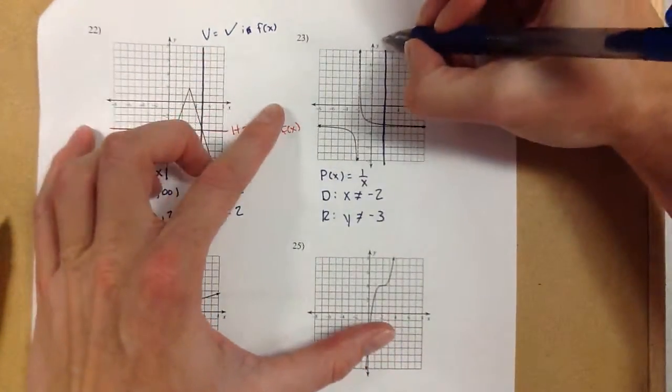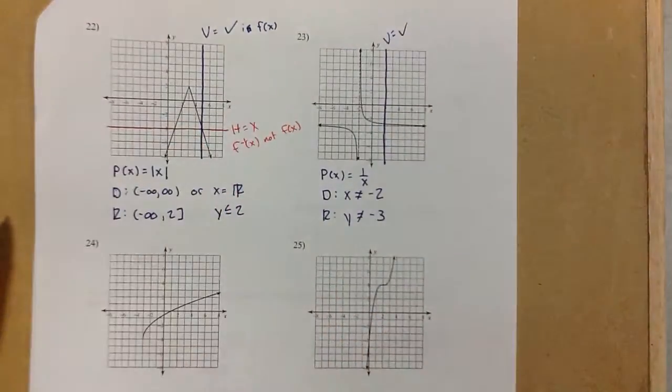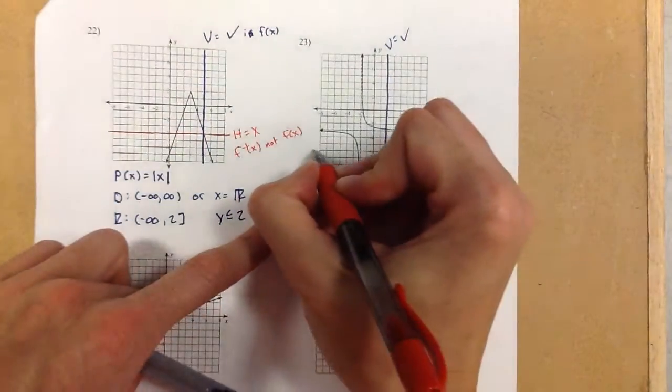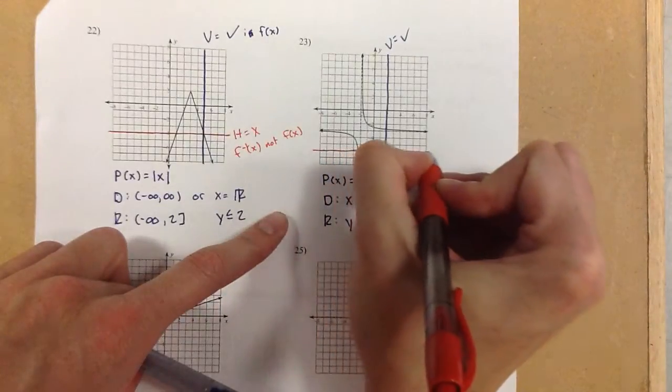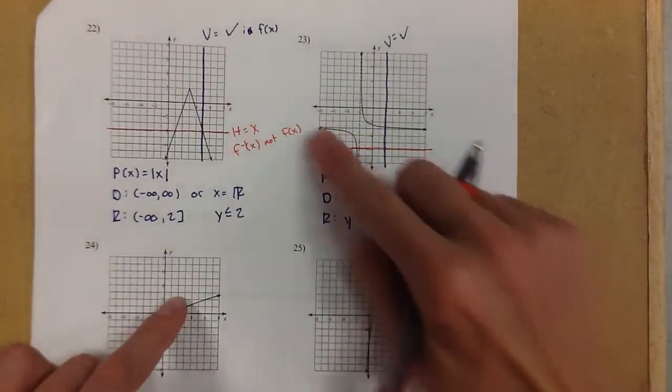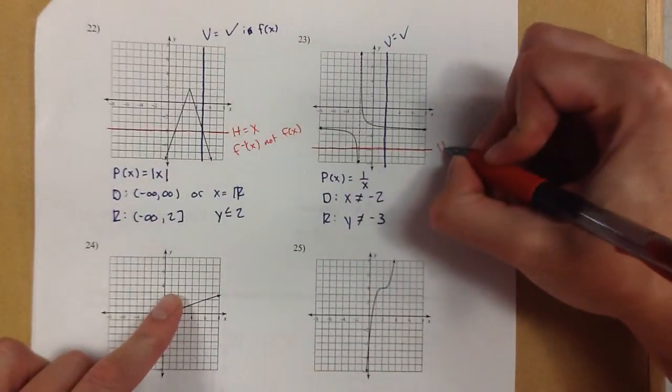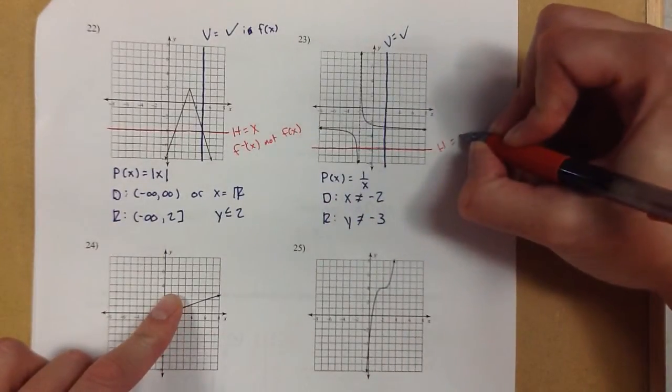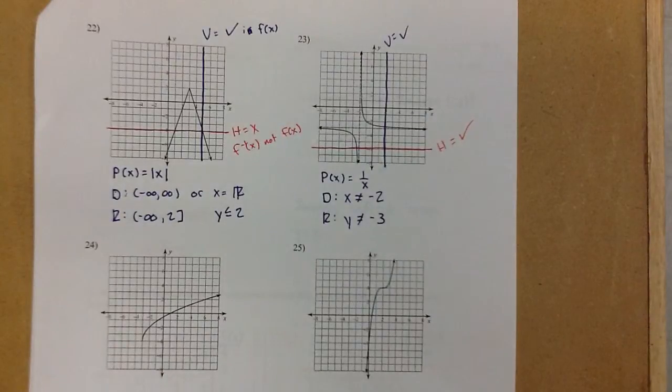Did it pass that? Yep, so it's a function. Did it pass that? It did pass that. Okay, that graph's the only thing that matters there. So that too is a function. Or the inverse is a function because it passed the vertical line test.